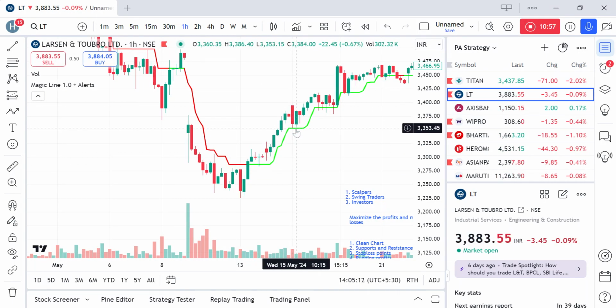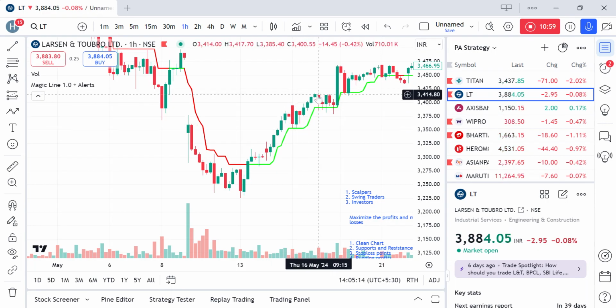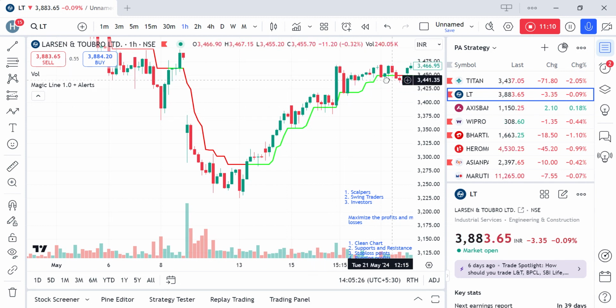After this support position, there was a good rally. Then again there was a retracement, and then again a good rally. Then again there was good support. You can see here all the four or five candles. There was good support here, and then again a rally, again support, and again a rally.